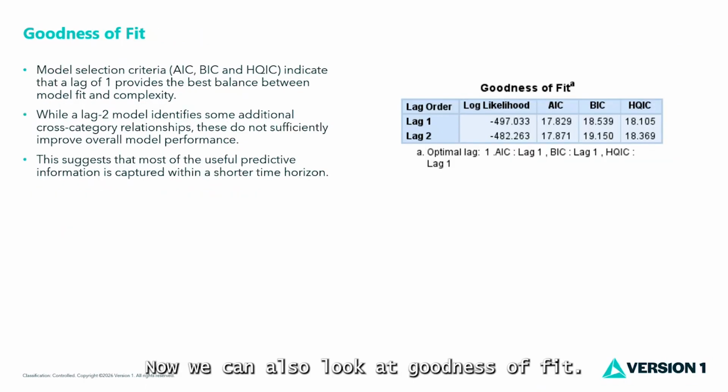Now we can also look at goodness of fit. Now, the model selection criteria indicate that a lag of 1 provides the best balance between model fit and complexity. While a lag 2 model identifies some additional cross-category relationships, these do not sufficiently improve overall model performance. So this suggests that the most useful predictive information is captured within a shorter time horizon.